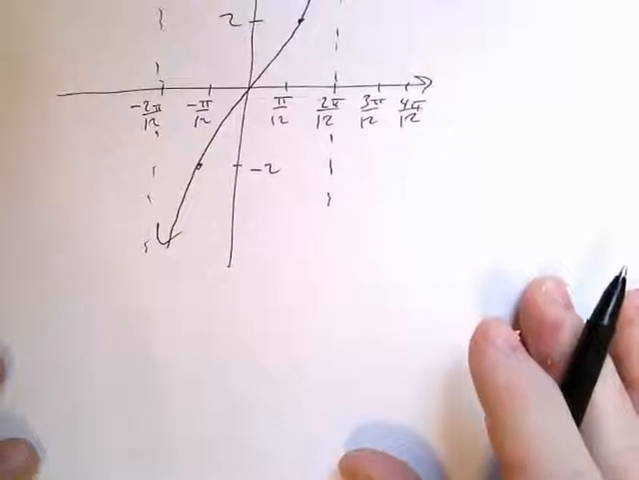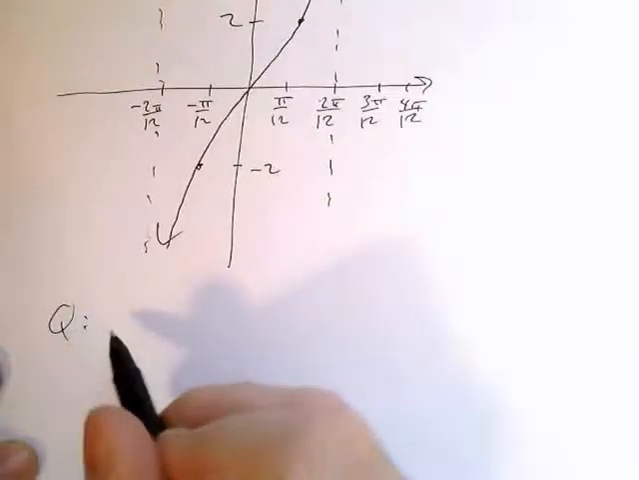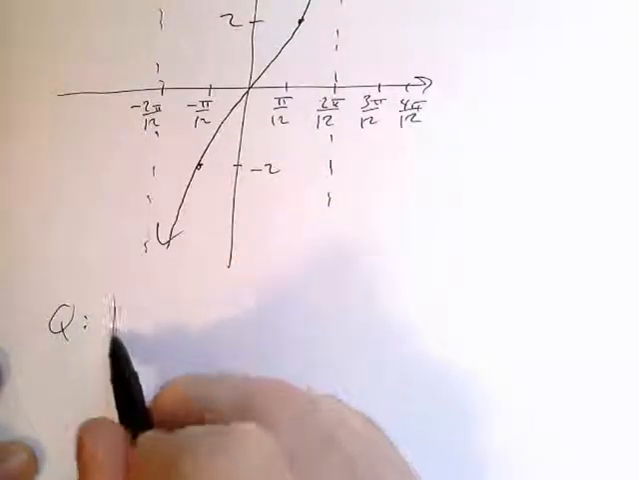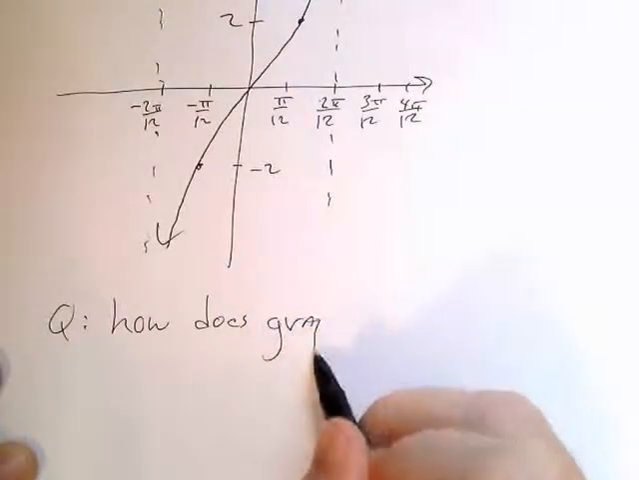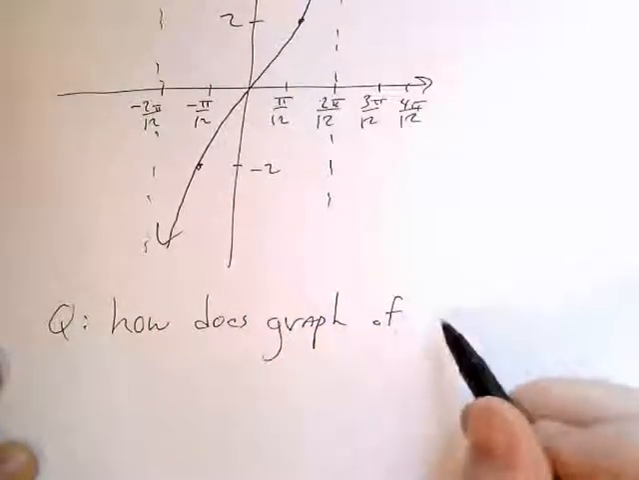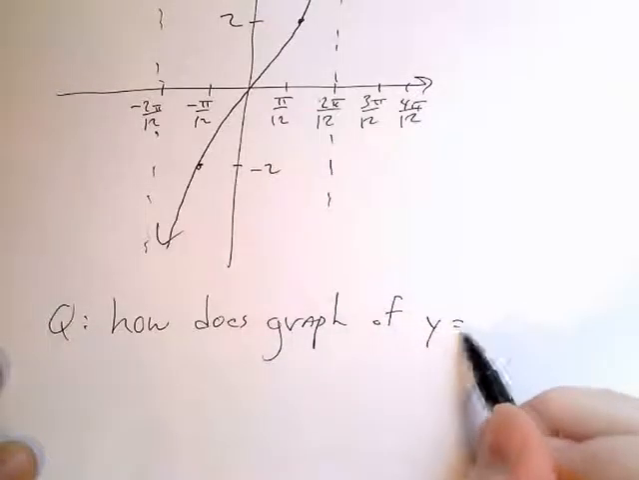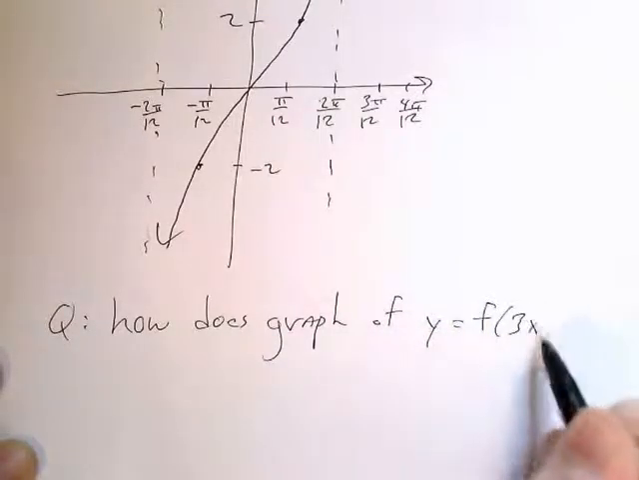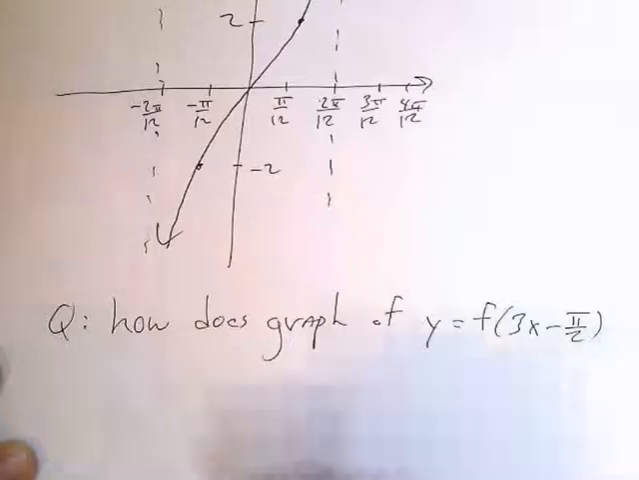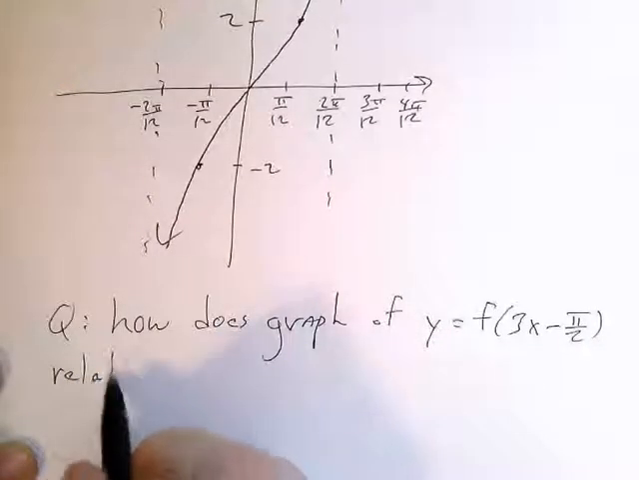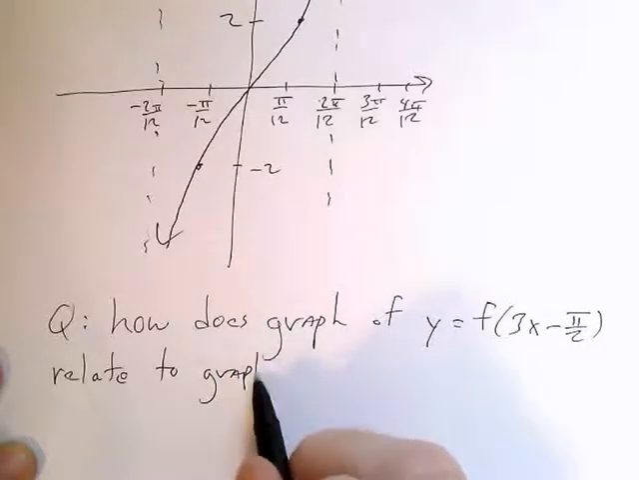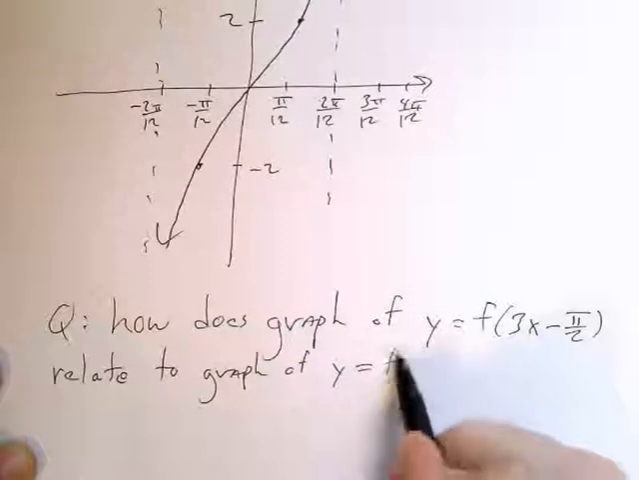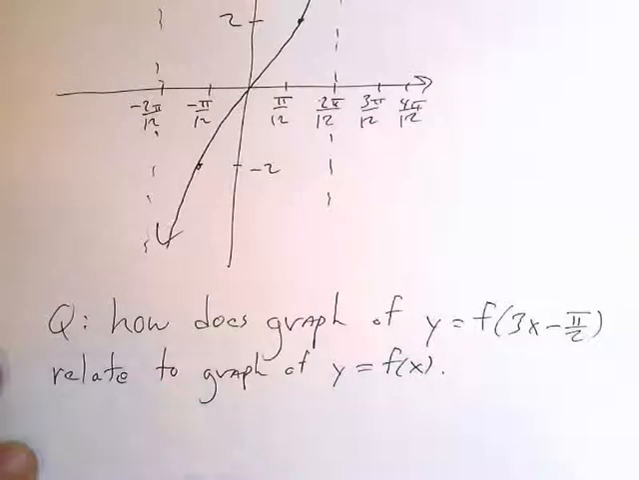So the question is, how does the graph of, let's say, y equals f of 3x minus pi over 2 relate to the graph of just y equals f of x. I mean, I can do this in general. I can do this for this function here.